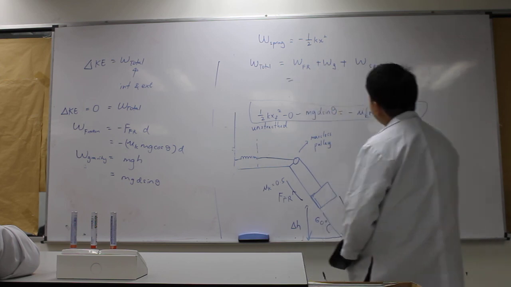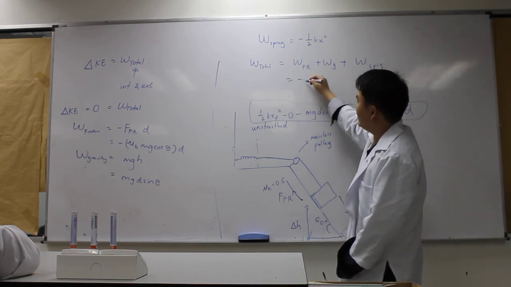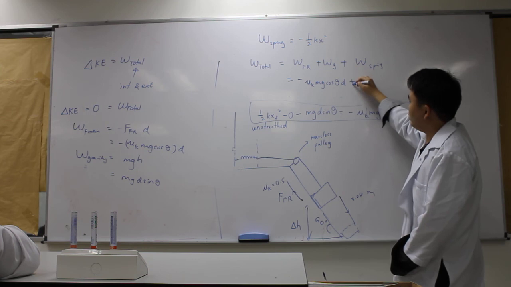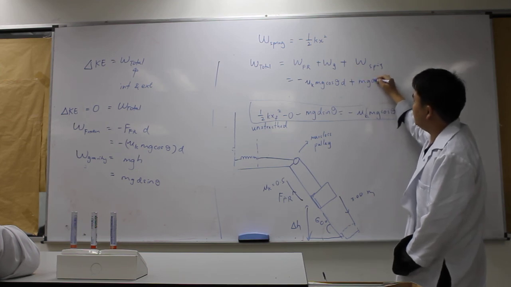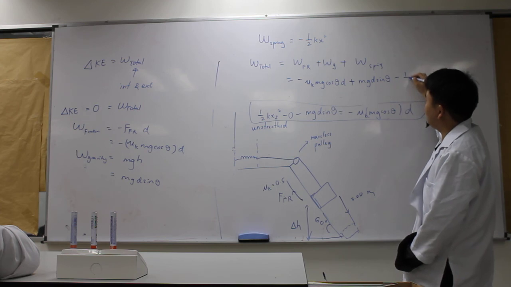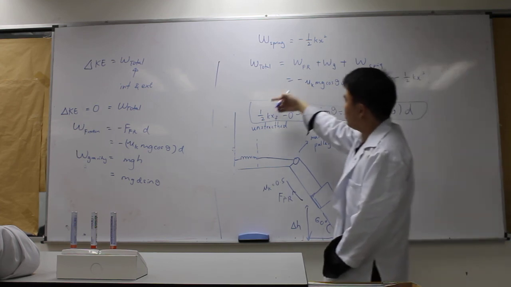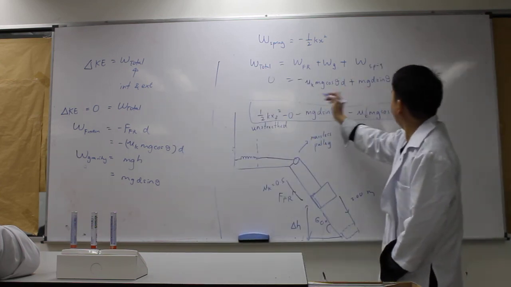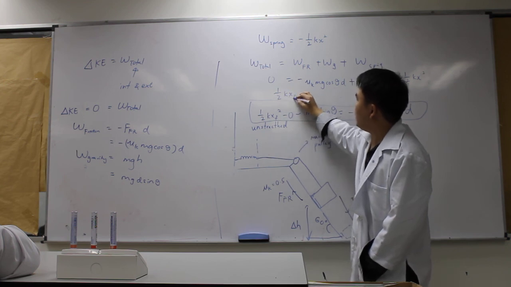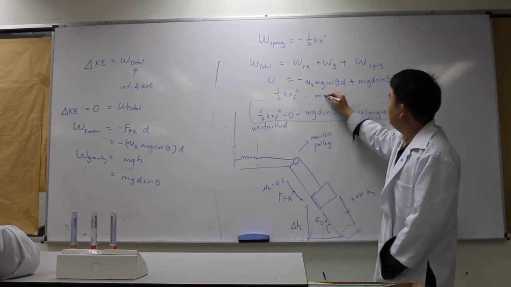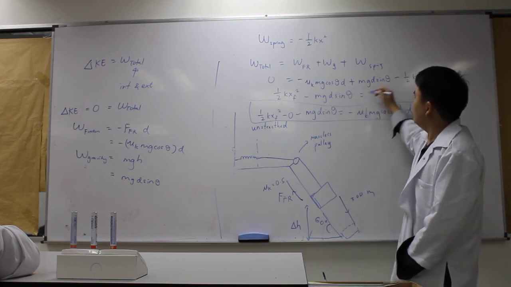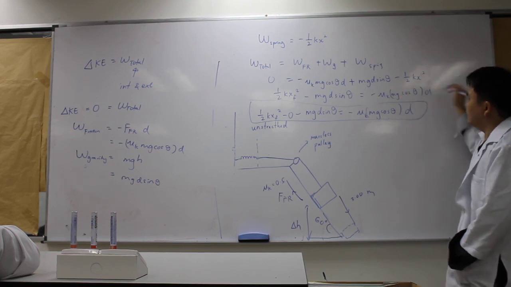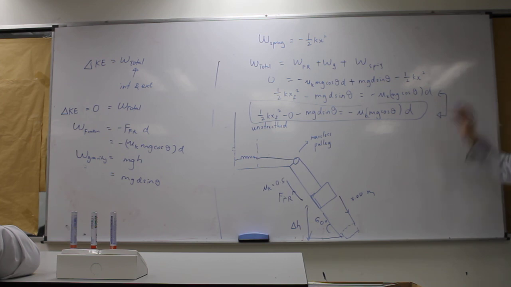which is: work friction is negative mu k m g cos theta d. Work G is plus m g d sine theta, and the spring is minus half k s squared. Work total here is 0, okay, because delta KE is 0. So in this case, if you move terms here and there, half k x squared minus m g d sine theta equals minus mu k m g cos theta d. Exactly the same. So we have two methods to do it.